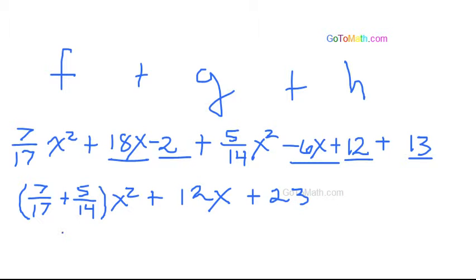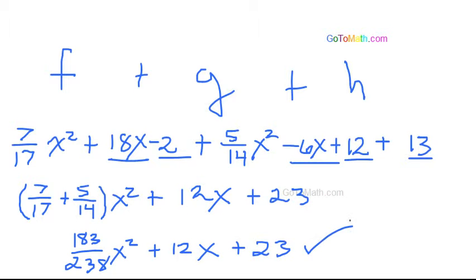Okay, so at this point, maybe you've already gotten what 7 over 17 plus 5 over 14 is actually going to turn out to be, once we collect it all up. And whoa, what is that? So we get this nice lovely thing, 183 over 238. Just never know what you're going to get. X squared plus 12x plus 23. Okay? Alright.